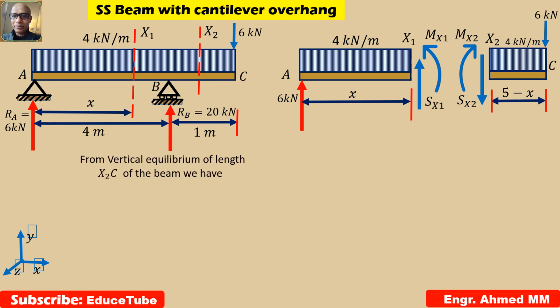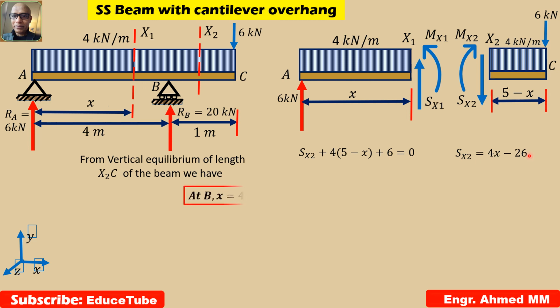Here I have to take the vertical equilibrium of length x to c. This one. What will it be? Sx2 4 into 5 minus x plus 6. Very easy to understand because Sx2 is already here. There is a 6 here and 4 into 5 minus x equal to 0. So easily we can solve for Sx2 equal to 4x minus 26.